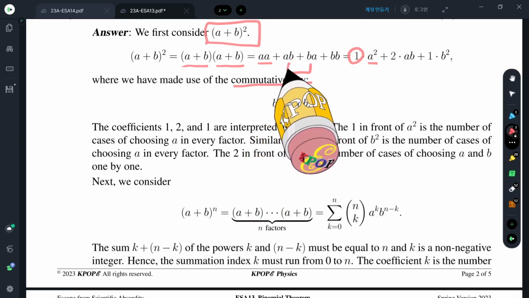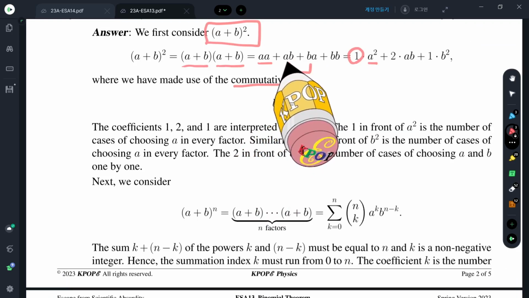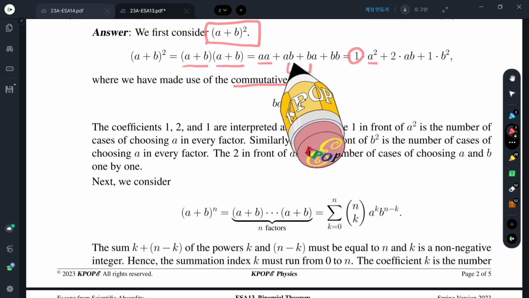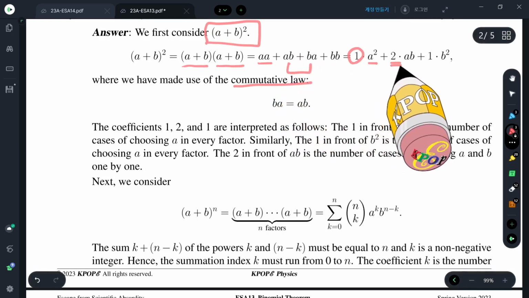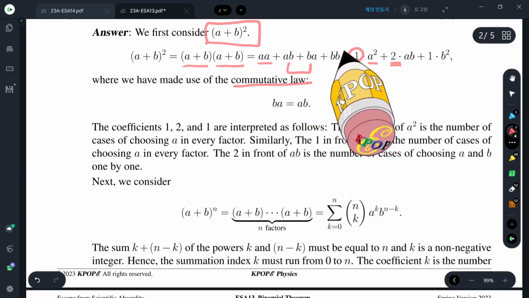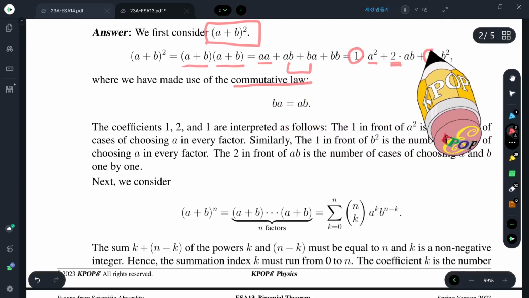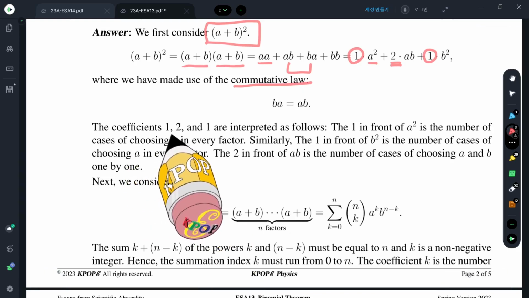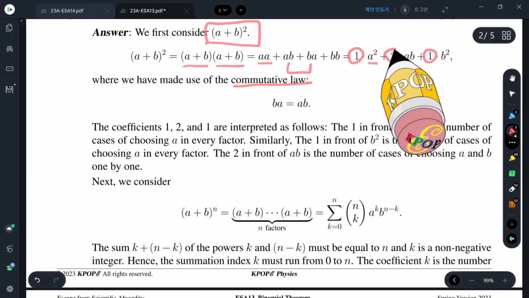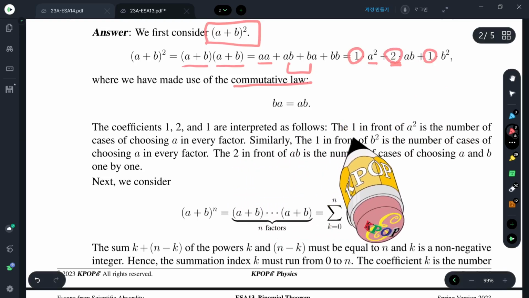So AA is expressed as A squared, and the multiplicity of choosing A twice is only a single time. The multiplicity of choosing A once and B once is 2. And choosing B twice is a single case. The coefficients 1, 2, and 1 are interpreted as follows.